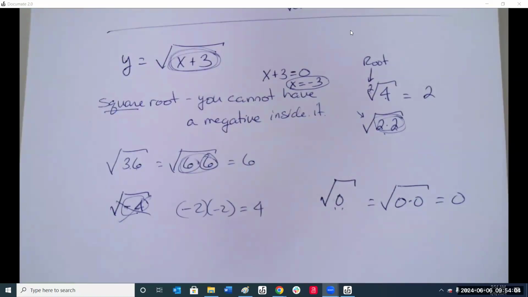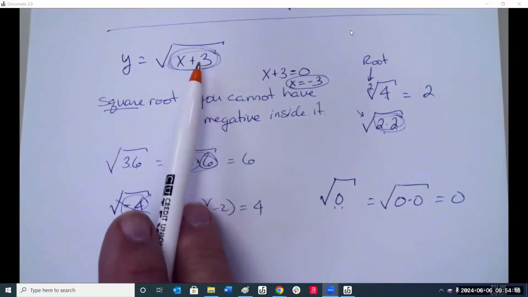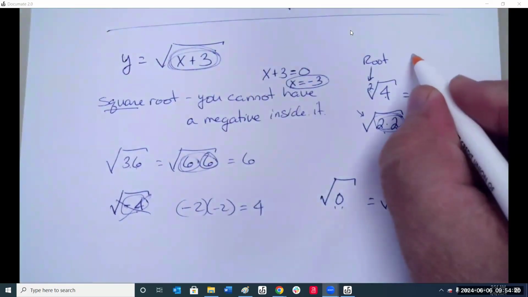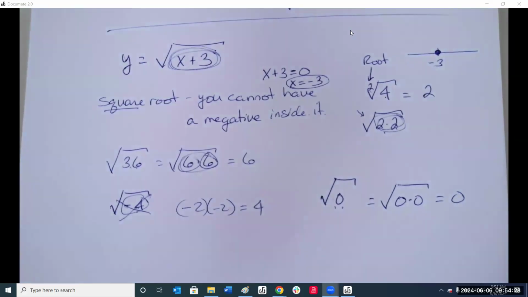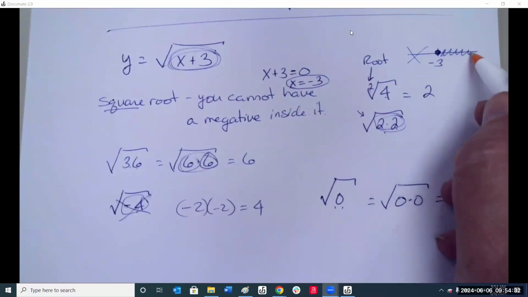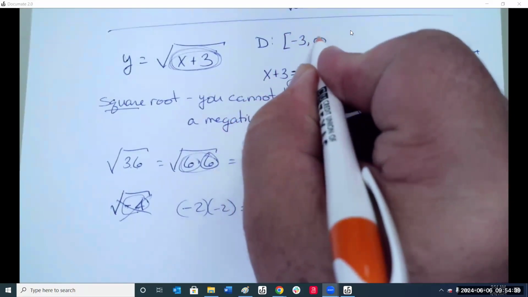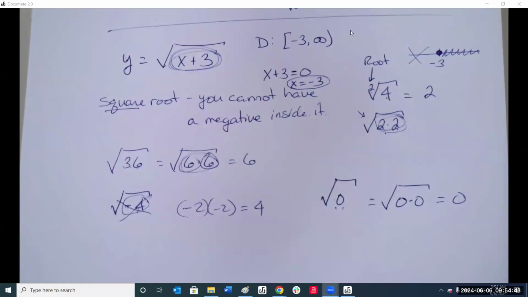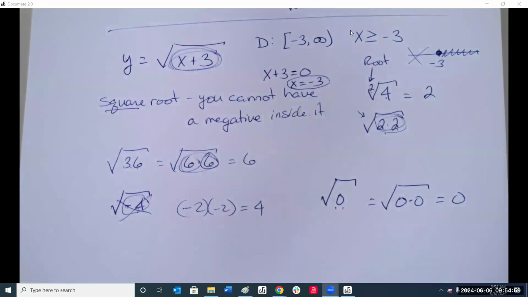Can we use negative 4? No, because it'll make it negative inside there. Can we use negative 2? Yeah, negative 2 plus 3 is 1. Square root of 1 is 1. So what it tells us is this: in our number line, the smallest that we can use in this example is negative 3. We can't use anything below that, but we can use anything above. So our domain is -3 to infinity. What this also means is x can be greater than or equal to -3. We use either one of those symbols.